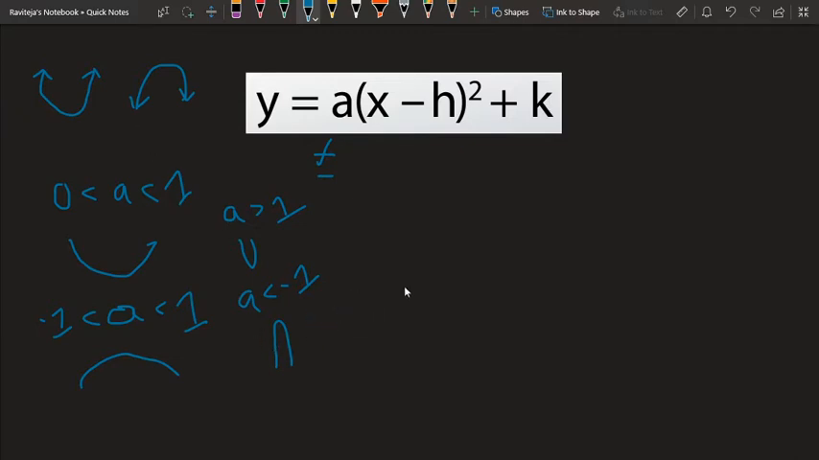Now that we've gone through step number 1, we want to go over to step number 2, which has to do with the vertex. And remember, the vertex is the starting point of our graph. It's the point where the graph begins, and we want to find it to know what point to start our graph on. And our vertex basically has to do with the two variables h and k. Our vertex would be h comma k, with h representing our x value and k representing our y value.